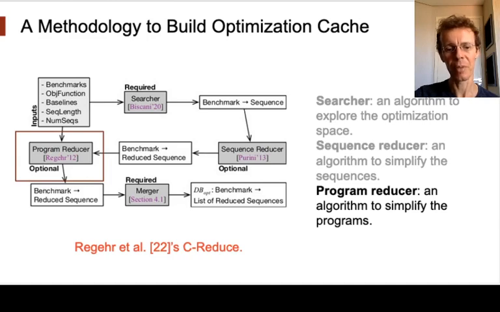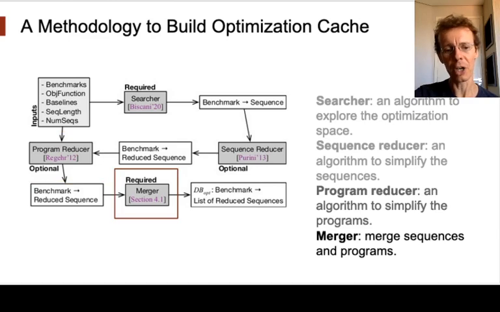The program reducer is an algorithm to simplify the programs in the benchmark collection. Program reduction must ensure that good sequences remain good for the simplified programs. Notice that all these tools have been published in previous work, like in PLDI, for instance, and other papers. The merger is a post-processing phase used to merge simplified sequences and programs into a final table that associates programs with lists of optimization sequences.